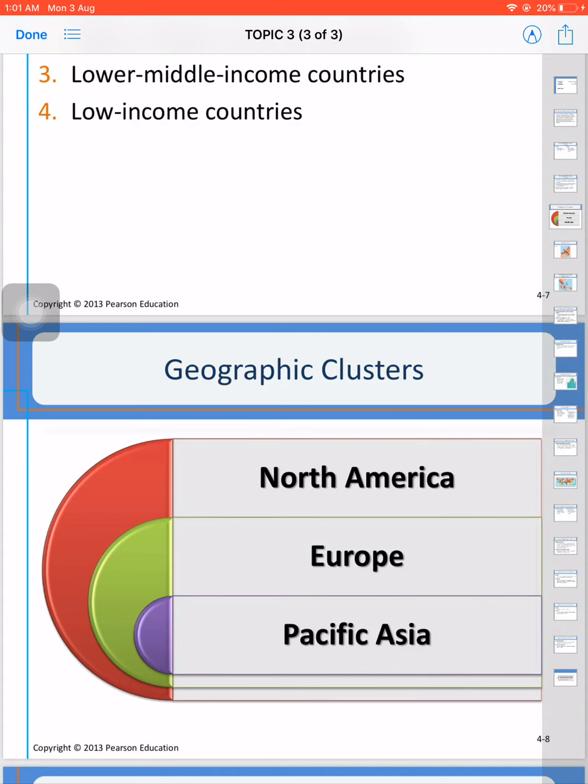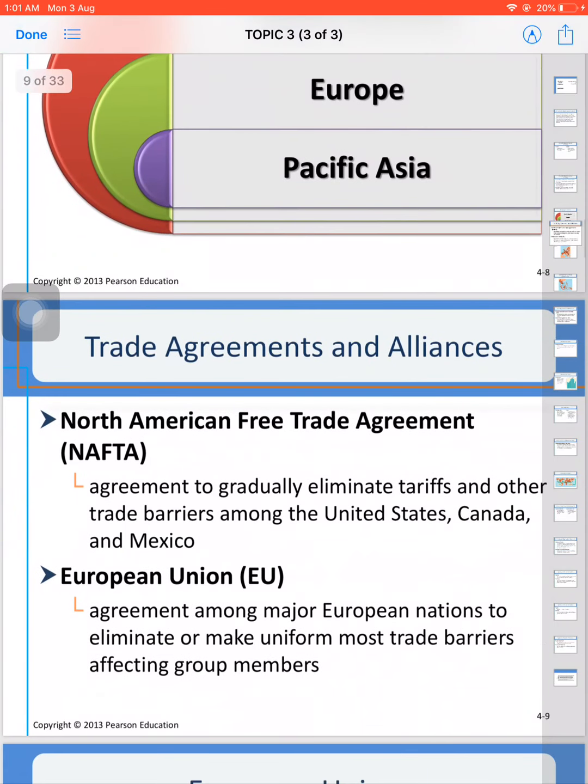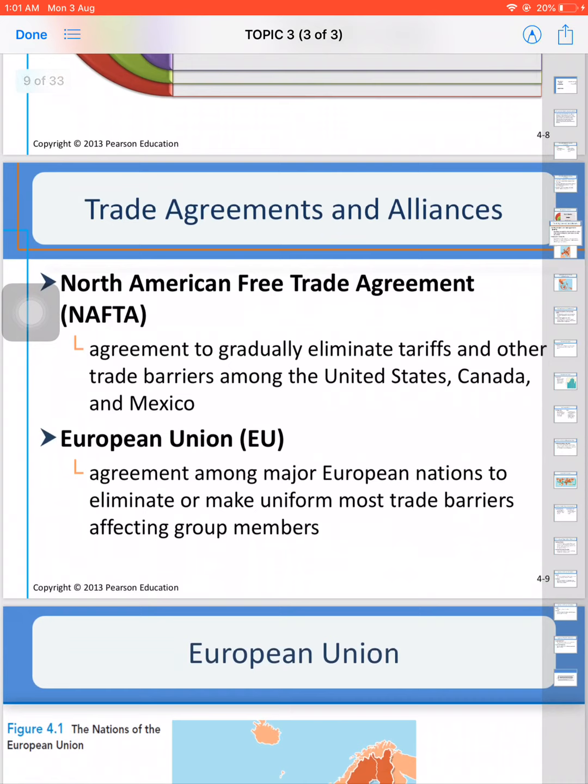Now, the trade agreements and alliances. Virtually every nation has formed treaties with other nations to promote free trade. No country is totally self-sufficient. Every country relies on imports and also exports. That's why they have trade agreements.